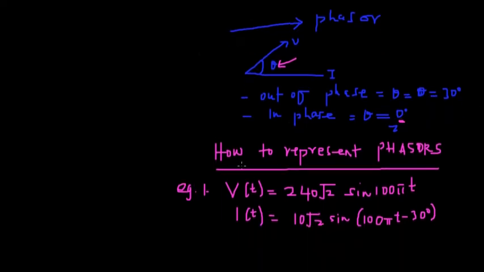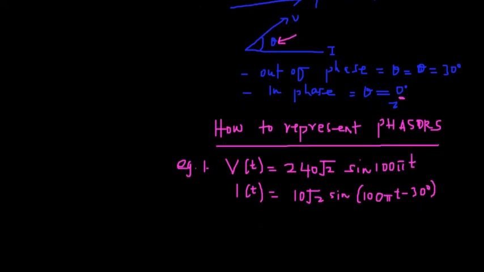So let's see how we represent phases. In case we've been given a certain sinusoidal voltage of this format with respect to time, and you are told to represent these two sinusoidal voltages and current on a phasor, this is how you go about it. So let's look at the solution.